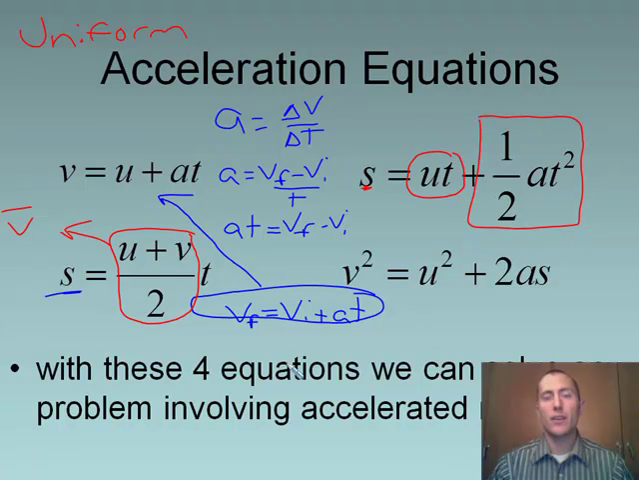So if you have a positive acceleration, that displacement is going to increase. If you have a negative acceleration, this expression here is going to be negative, so it's going to travel a shorter distance than if it was traveling at a constant velocity. And then our final equation is final velocity squared equals initial velocity squared plus 2as. So 2 times acceleration times the displacement.